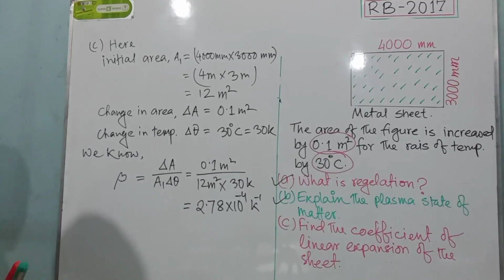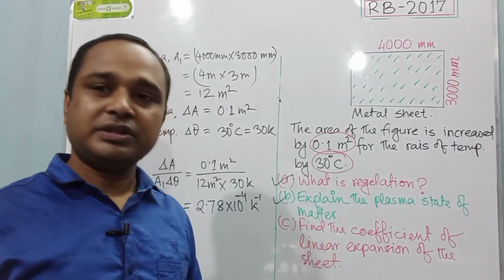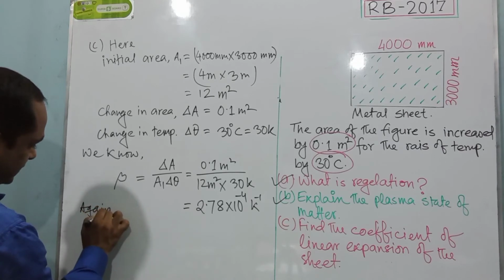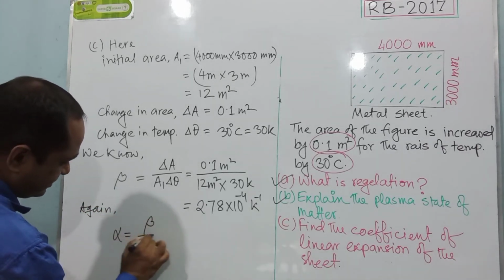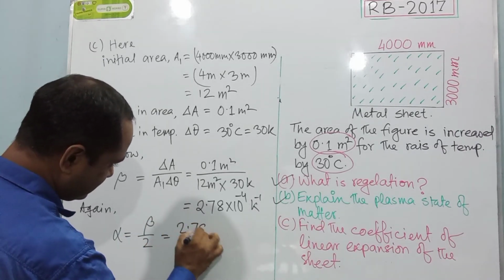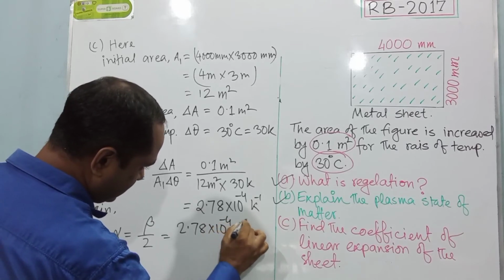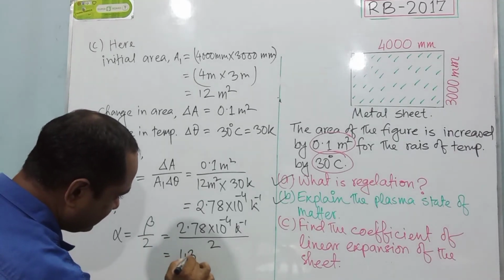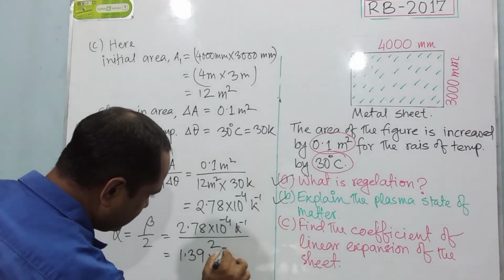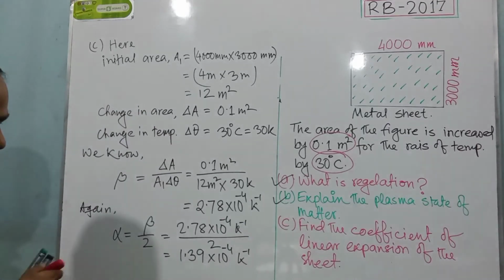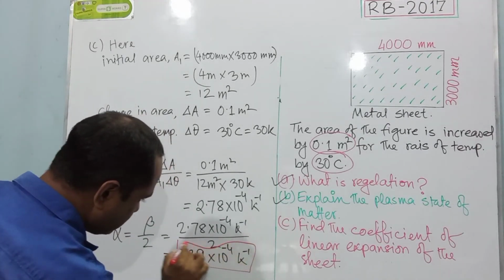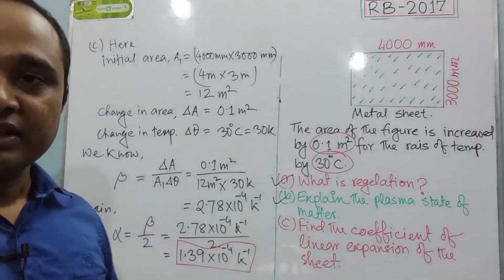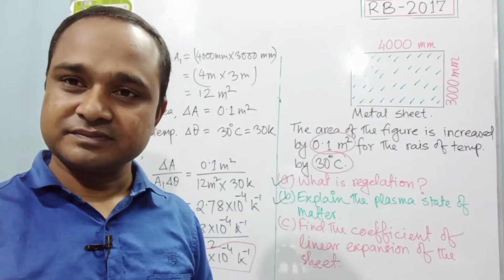This is the value of beta, but we have to calculate the coefficient of linear expansion, that is alpha. Again we know alpha is equal to beta divided by 2, that is 2.78 into 10 to the power minus 4 per Kelvin divided by 2, and the final result will be 1.39 into 10 to the power minus 4 per Kelvin. So this is the final result for question C, that is, this is the coefficient of linear expansion for the sheet, right?